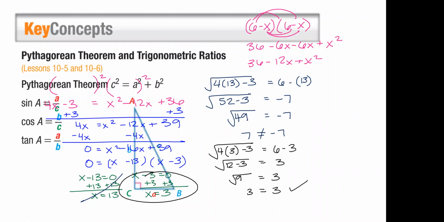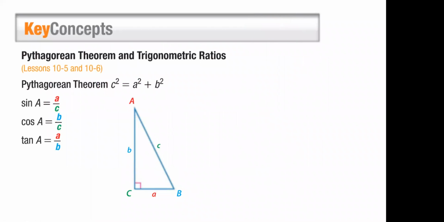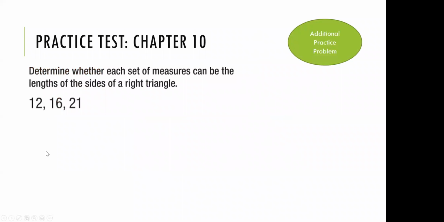All right, and then the next section talks about the Pythagorean Theorem. Okay, so that's when c squared is equal to a squared plus b squared.